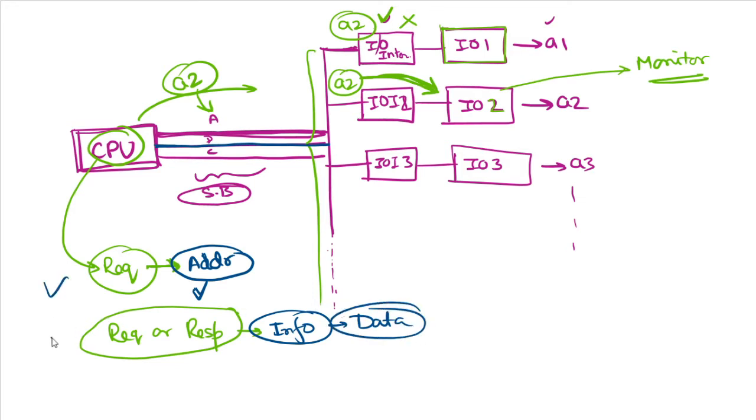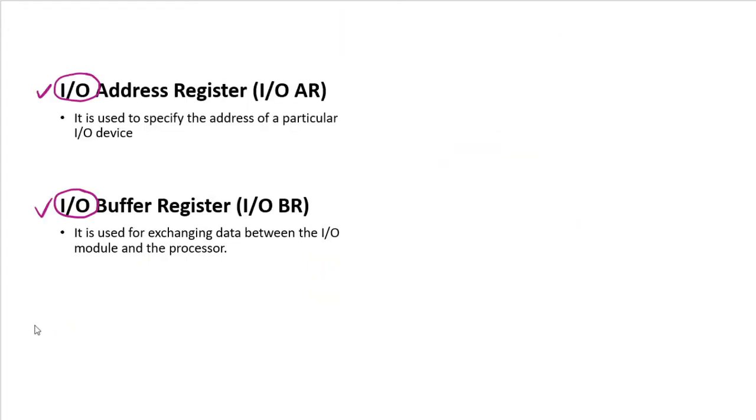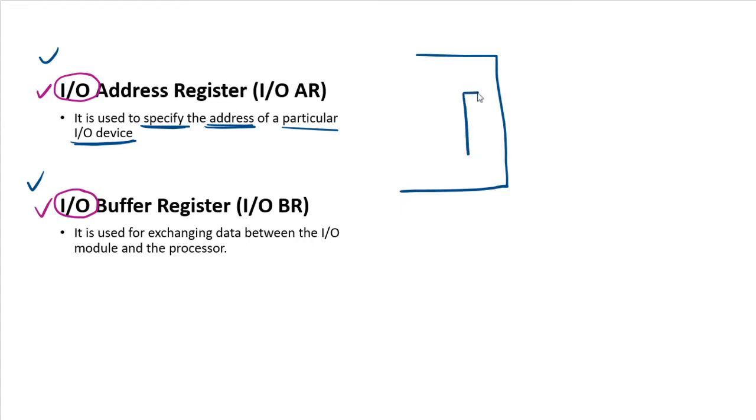Now, keeping these two things in mind, we will look into our special purpose registers, IO address register and IO buffer register. IO address register is used to specify the address of a particular IO device, right? What does it mean? Again, this particular register, like all the registers, is present inside CPU, and there are some pins that are connected to the bus, the system bus, right?